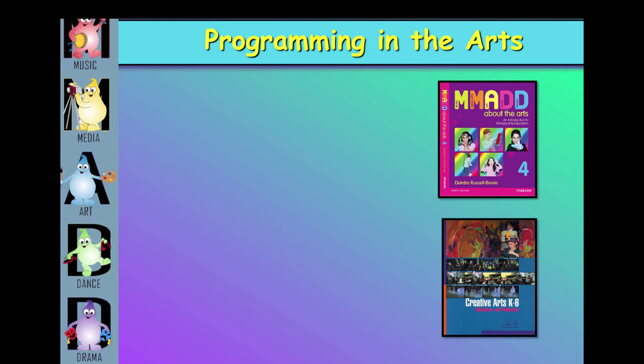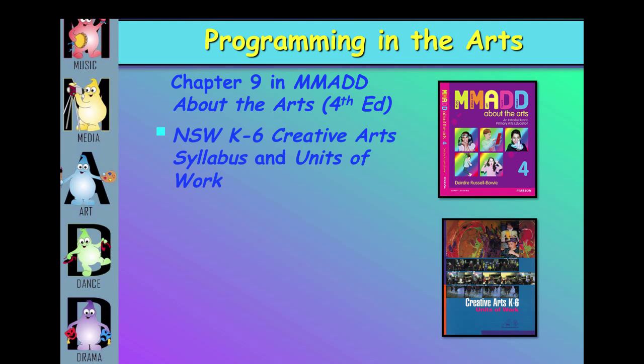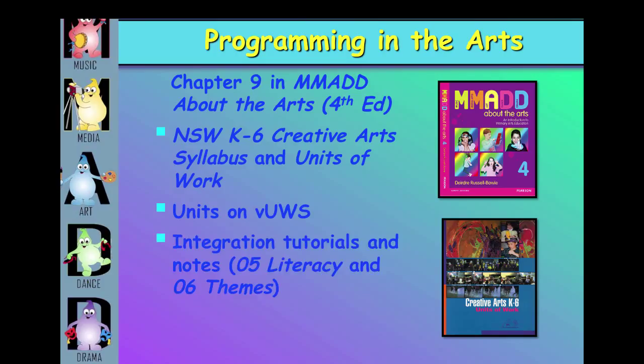You can also use Mad About the Arts, the set textbook. Chapter 9 talks about programming in the arts. The New South Wales K-6 Creative Arts syllabus has units of work that you can look at and get ideas from. I've put quite a few units to be exemplars on views, so you can see what students have done in previous assignments. Of course, I'd suggest you don't copy them because that'll be picked up and you might fail the whole unit. Check out the integration tutorials and lecture notes, literacy and integration on themes. They will have lots of ideas as well that you can adapt for your assignment.